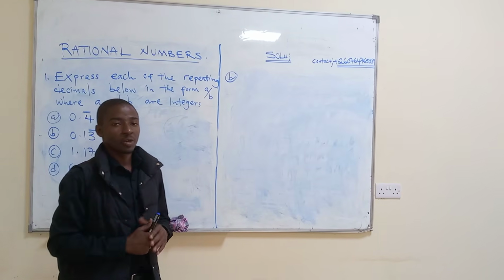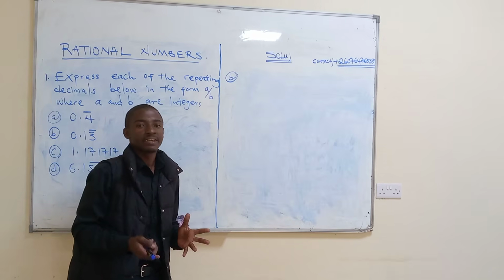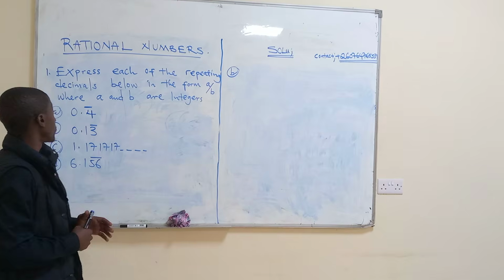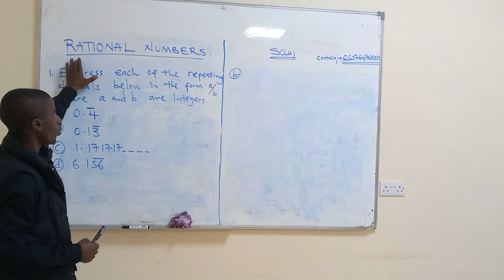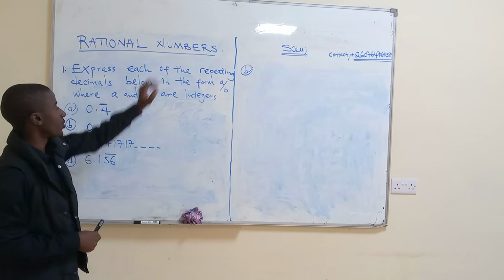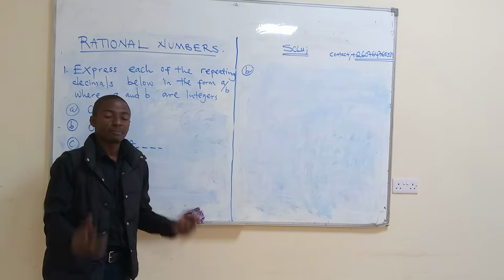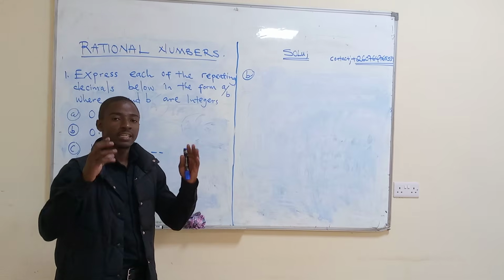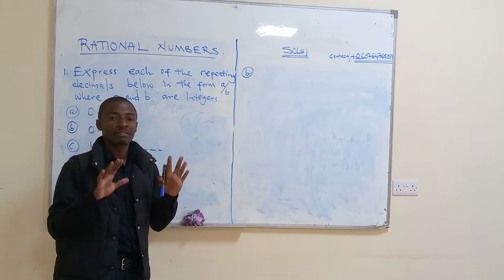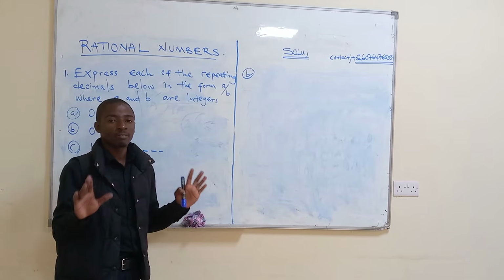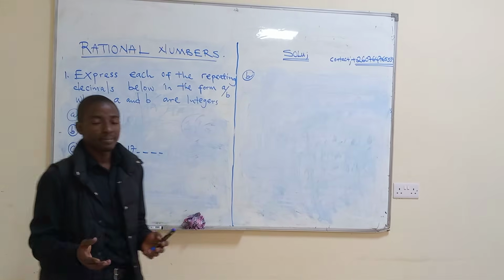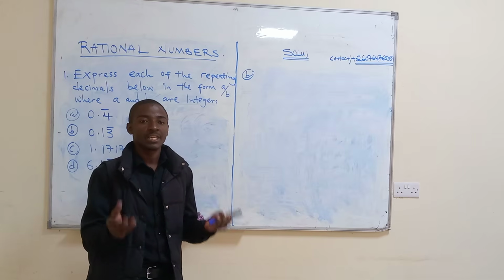And this is a continuation from where we ended in part 1. So this is part 2, where we're going to focus much on the rational numbers. Like I said in the previous video, rational numbers are numbers that can be expressed in the form of a fraction, that is a over b. And these same rational numbers can be represented in terms of decimals.